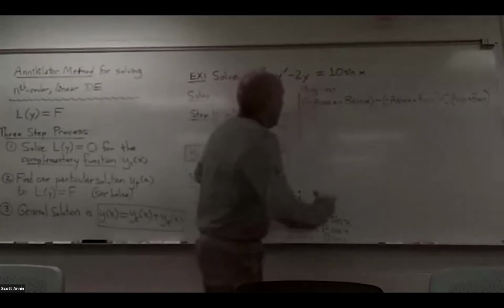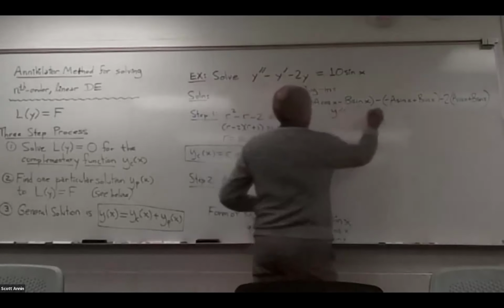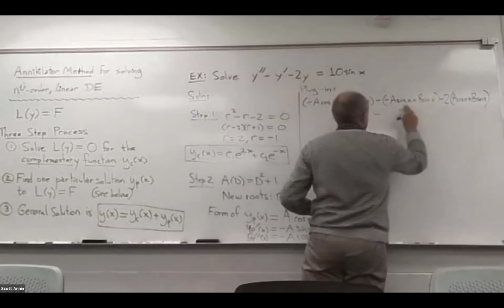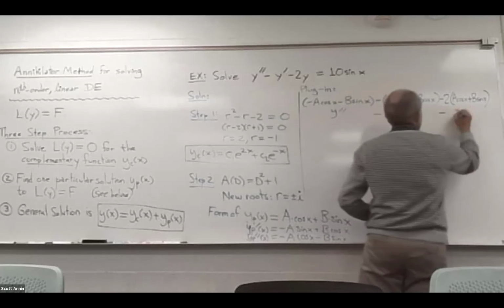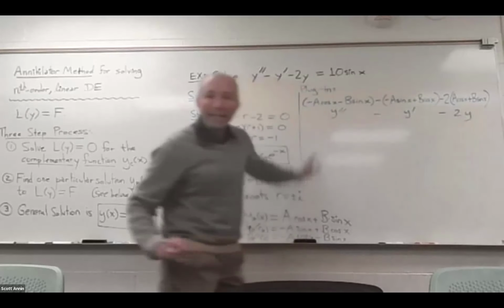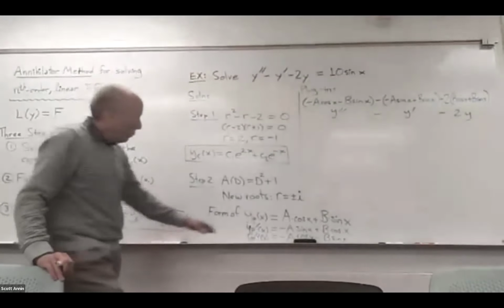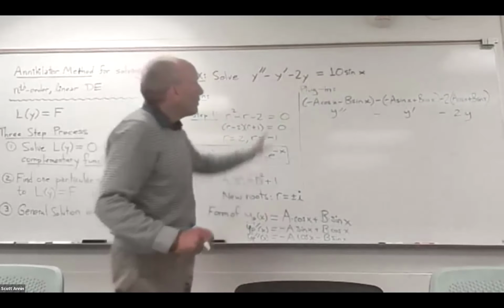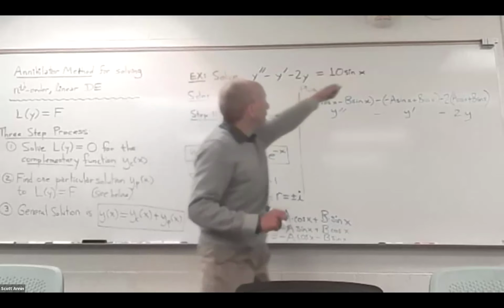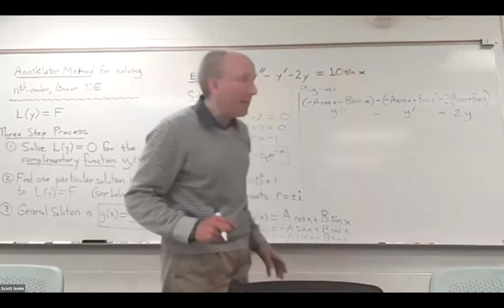that is y double prime minus y prime minus 2y. That's the left-hand side of the differential equation with this particular solution plugged into it. And I have to set all of that equal to the right-hand side, which is 10 sine of x.